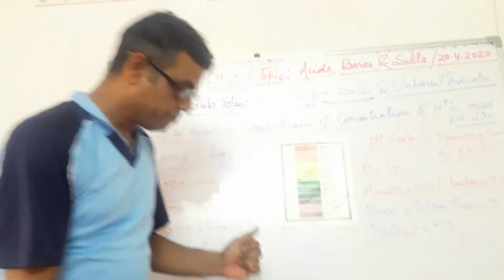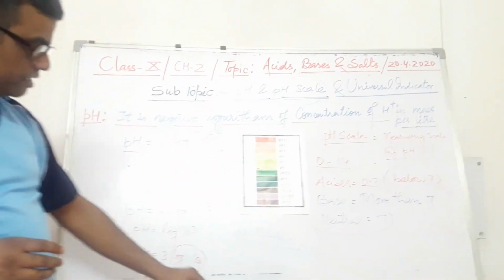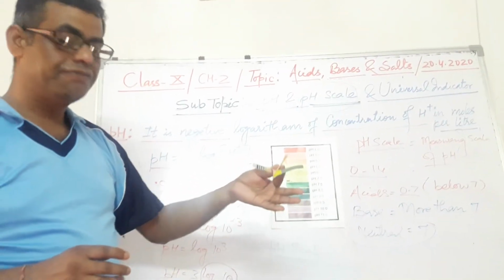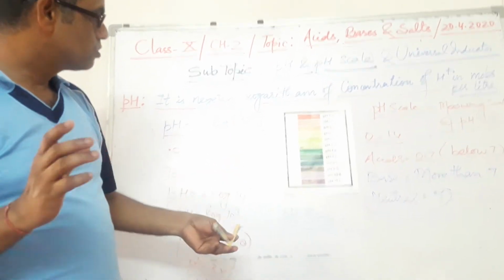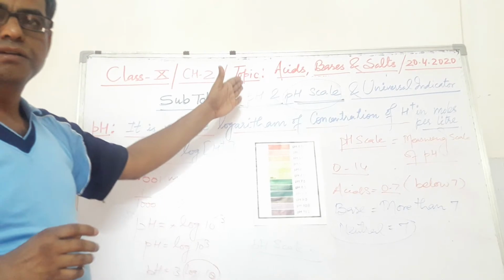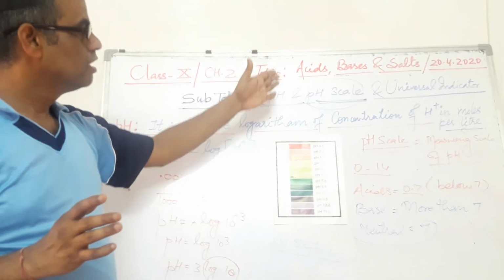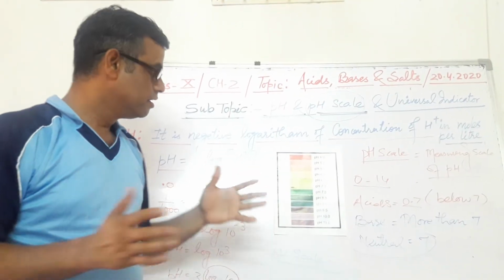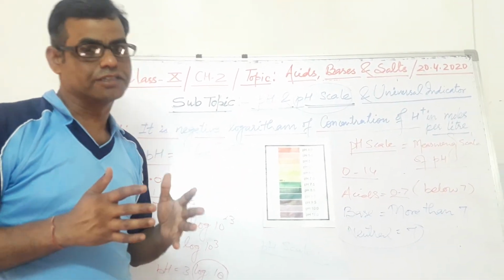So dear children, by using this universal indicator we can check the pH of different kinds of solutions. So I conclude here that today we discussed pH. What is pH? What is the pH scale? Then the universal indicator, and how we check the pH of different solutions.